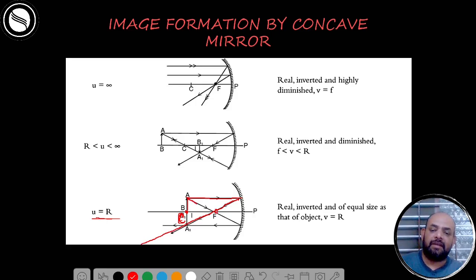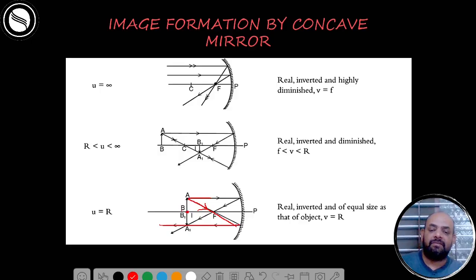Second ray you can take this one. Now this option we don't have, we cannot pass the ray through the center itself because at the center the object is placed. So for the second ray, we can pass the light through the focus. It will be parallel after reflection.